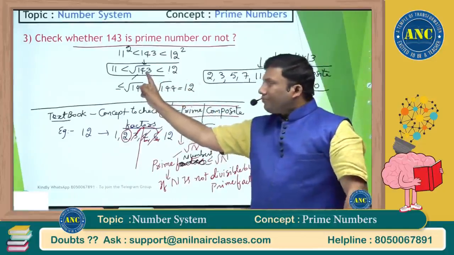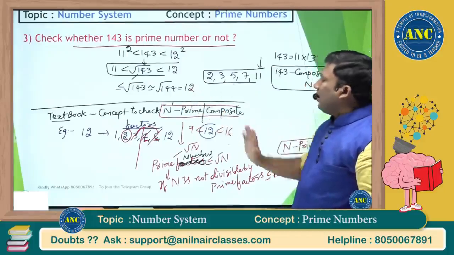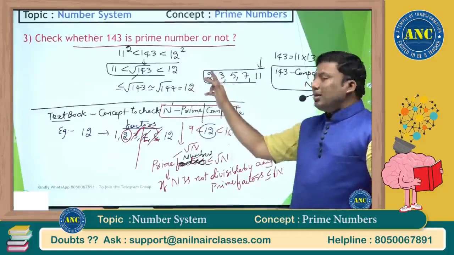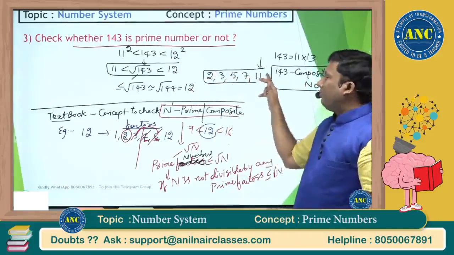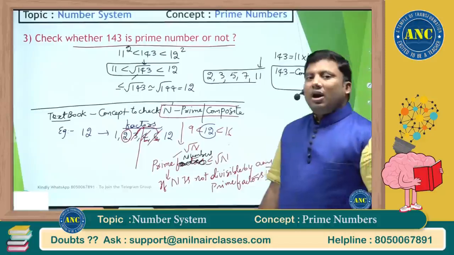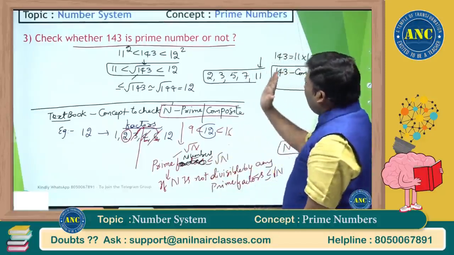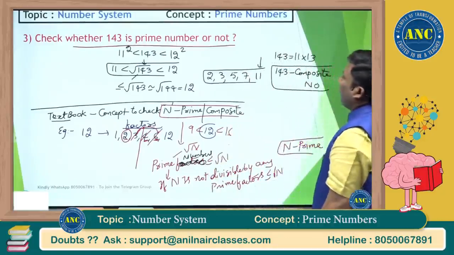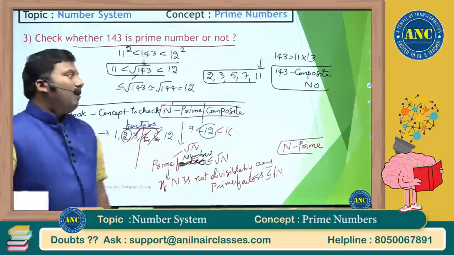Check whether 143 is divisible by all prime numbers less than or equivalent to 12. 2 is a prime number, 3 is a prime number, 5 is a prime number, 7 is a prime number, 11 is a prime number. Are you all with me? Right? So none of them divides except 11. So 143 is 11 into 13. Therefore 143 is a composite number.